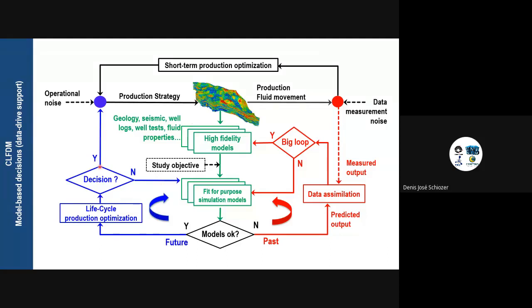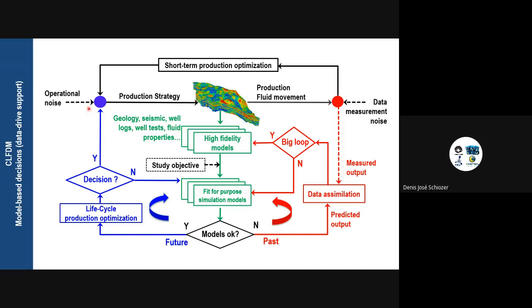Once we decide here the best way we can produce the reservoir, we implement this decision into the reservoir. It can be drilling a new well, it can be drilling a new injector, it can be close a well, it can be close a valve, or so on. And this production strategy we're going to talk about is very complex, but we have to implement this in the field in order to produce, okay?